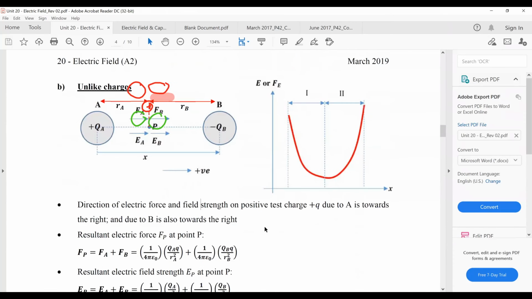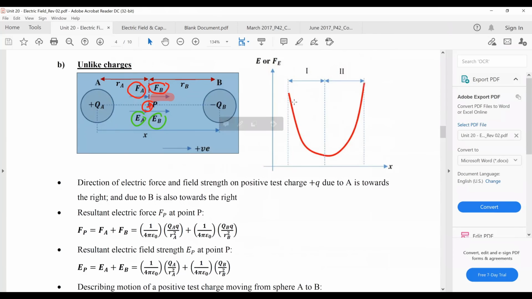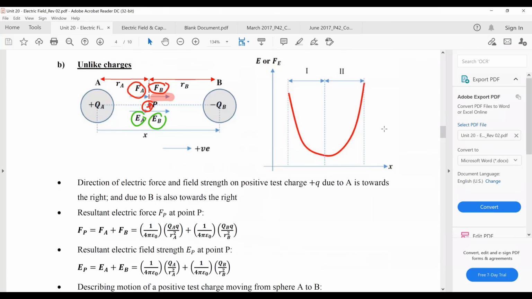Now, when you want to draw your graph, your graph will actually just look like this. If they are unlike charges, the signs of the charges are different, you get a graph that looks specifically like this. A few things you should note is this part here will never be 0. If you're asked to draw a graph for field strength versus distance or force versus distance, note that this part here will never be 0.